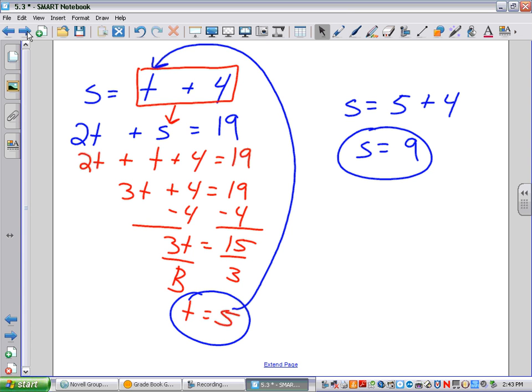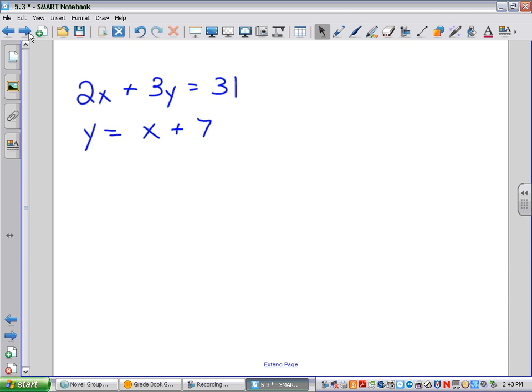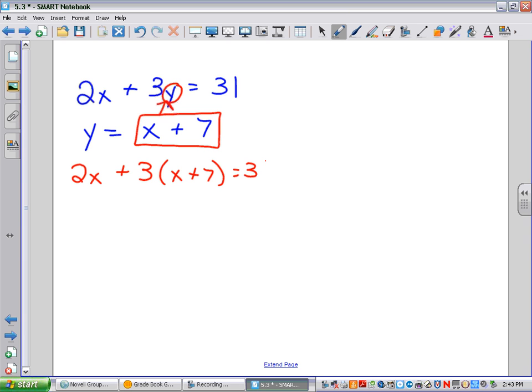Okay, I would recommend and advise you to hit the pause button and try this third one on your own. With this one, y equals x plus 7. And I'm going to take that and put it in place of that y. So I'm going to rewrite that top equation as 2x plus 3y, and this requires parentheses. It needs to be written like that. So parentheses need to be added into this problem.